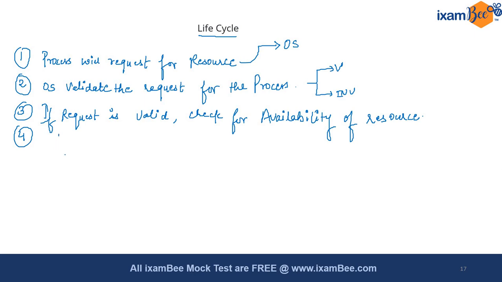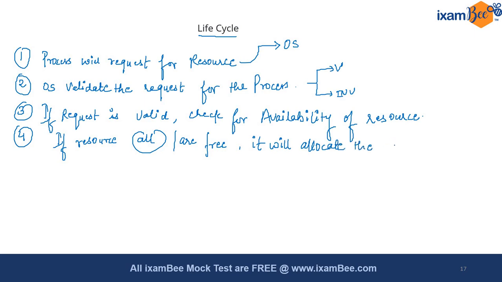Now there might be a situation when resources are not free, and there will be a situation when resources are free. So let's say if resources are there and resources are free, then what it will do, it will allocate. Who will allocate? Operating system. It will allocate the resource to the process.